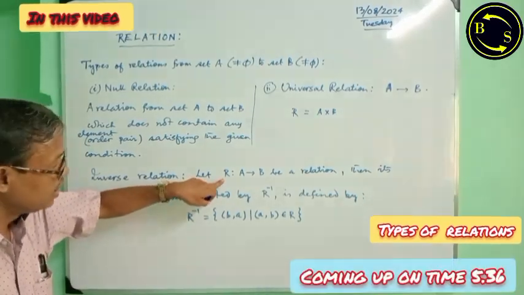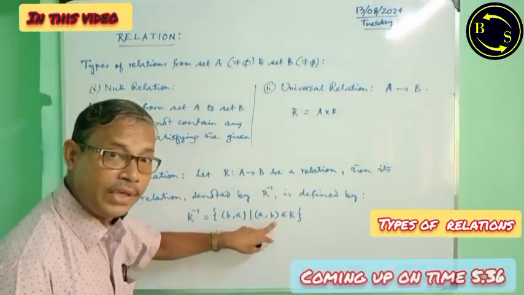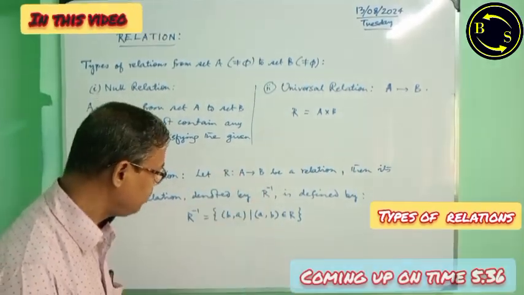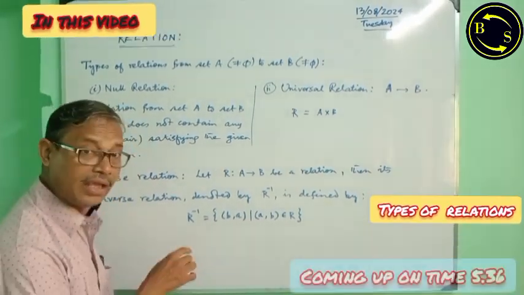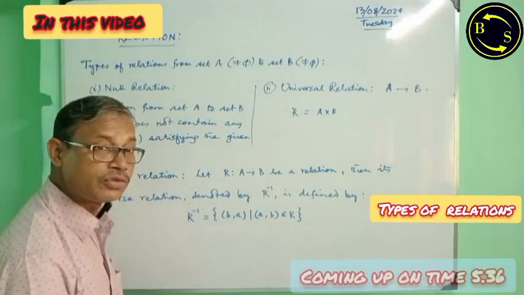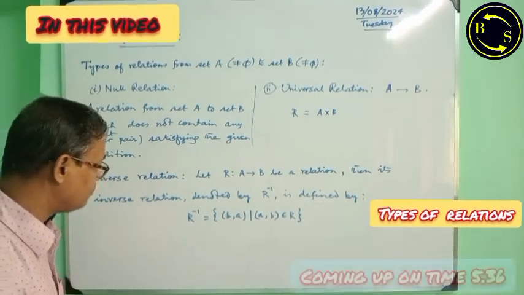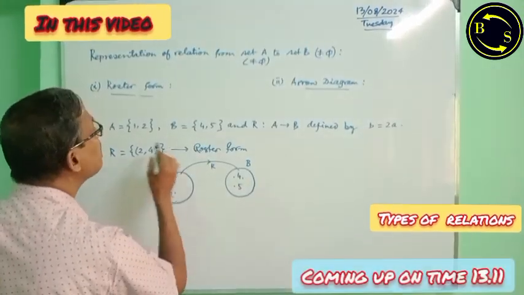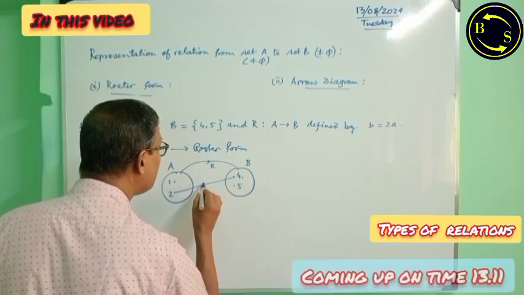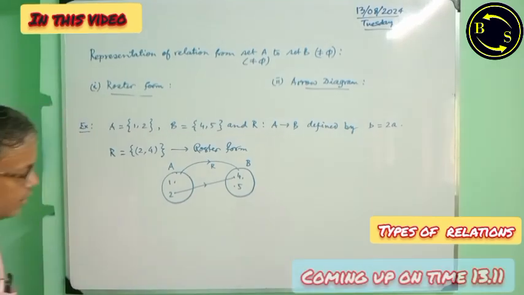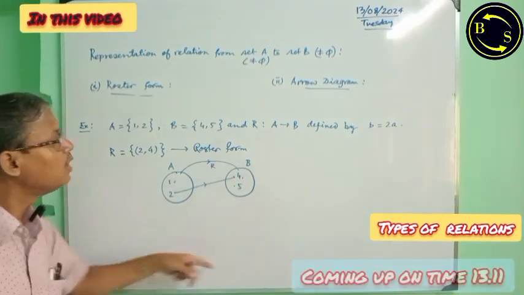If R is a relation, then R is the set of (A, B), where A belongs to set A, B belongs to set B. Now, if we reverse the components, that means (B, A), and we collect all those, then that set of (B, A) will form the inverse relation of R. Here, 2 is connected with 4. That is represented by this. 2 is associated with 4, therefore, this is the arrow diagram.